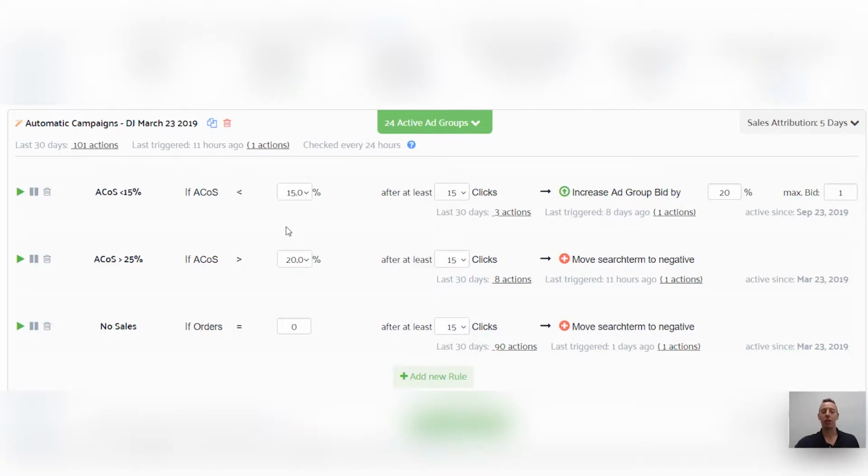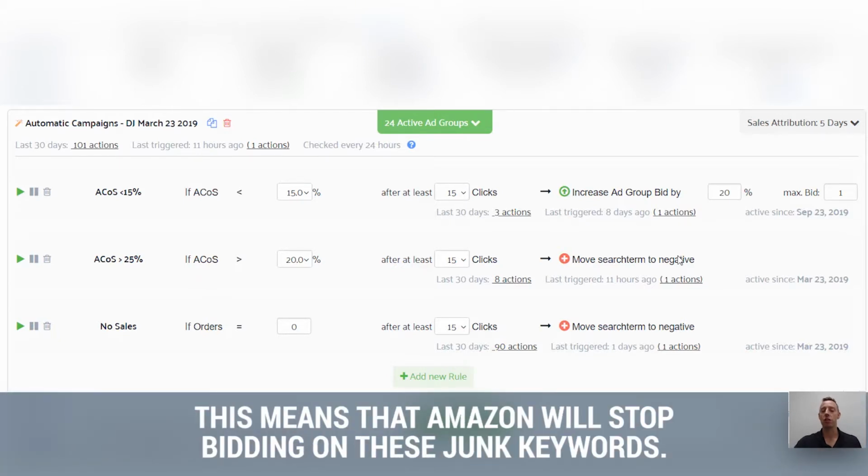We obviously would like to bid on the keyword ATV bag, but we would not want Amazon to be bidding on the keyword school bag. That's totally irrelevant to our product. So what the second rule is doing here is saying if the ACOS for a particular keyword is over 20% after 15 clicks, because we do want to give some sample size for this keyword, we don't want to just take an action after one click, but if after 15 clicks this keyword's essentially performing badly, move it to negative. That means that Amazon will stop bidding on these keywords in our automatic campaigns.